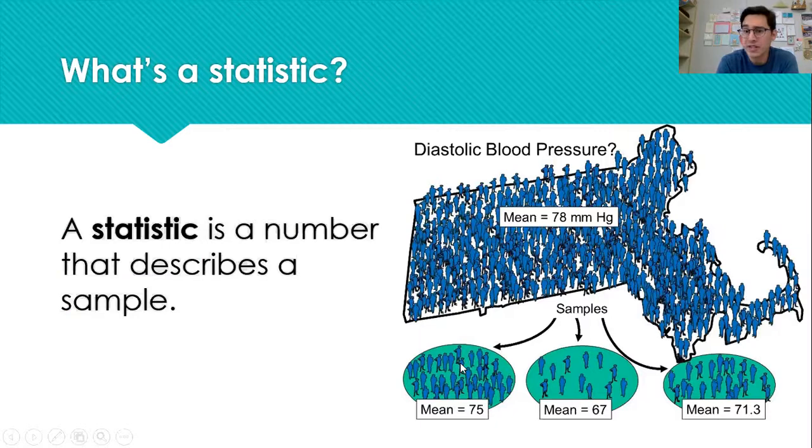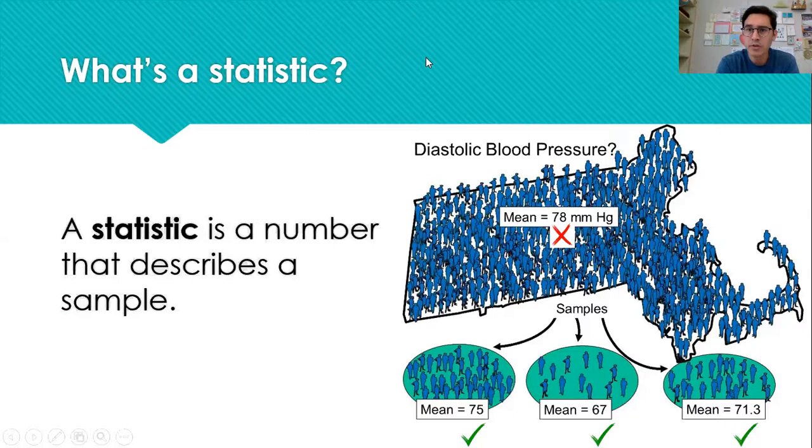So a more realistic scenario is to gather a sample of people from Massachusetts and to measure their blood pressure and find the mean. So of all the numbers here on the screen, the three on the bottom are statistics, right? These are numbers that describe a sample of people. And then the number here on the top is not a statistic, right? That number describes a population, and it has a different name, but numbers that describe samples are called statistics.